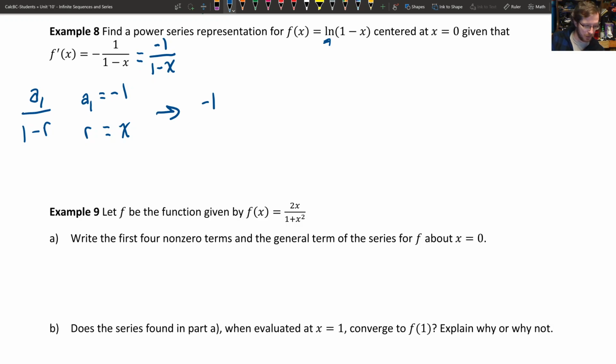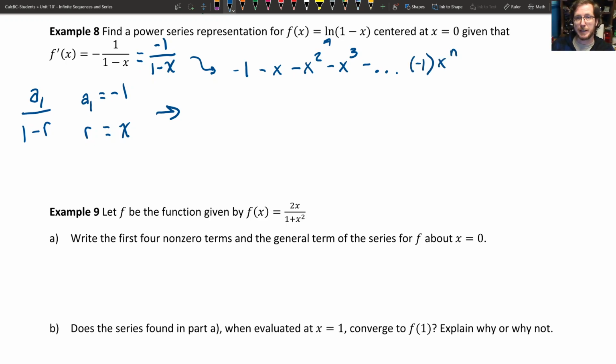Initial term is negative 1. Again, this is our f prime. We're multiplying by x each time, so we're not going to change the sign. It's going to be subtraction all the way out. So minus x, multiplying by x, x squared, x cubed, and so on. So that's going to be a rule of negative 1 as our initial term times x to the n.